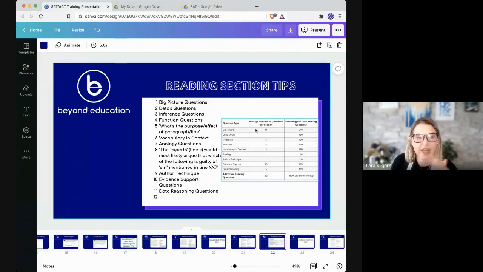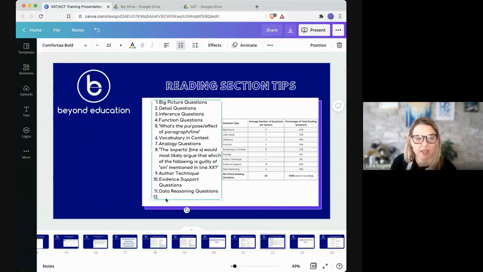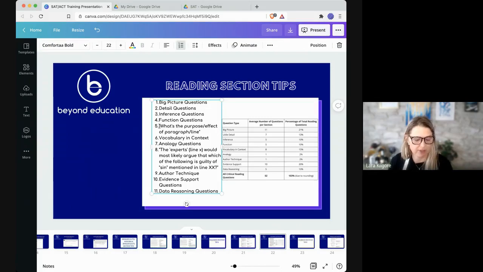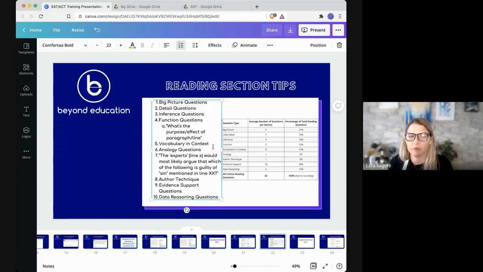So the type of reading questions that you will tend to see on the SAT or the ACT. You have your big picture questions, which is like, what was the point of this passage? What was this about? You have your detail questions. So in line 59, when so-and-so said this, what did they mean? Your inference questions, which is your typical, what can be inferred when the author said this or the way that they said this. Function questions, which should actually be a subpoint. So a function question example would be, what's the purpose or effect of this paragraph or line?